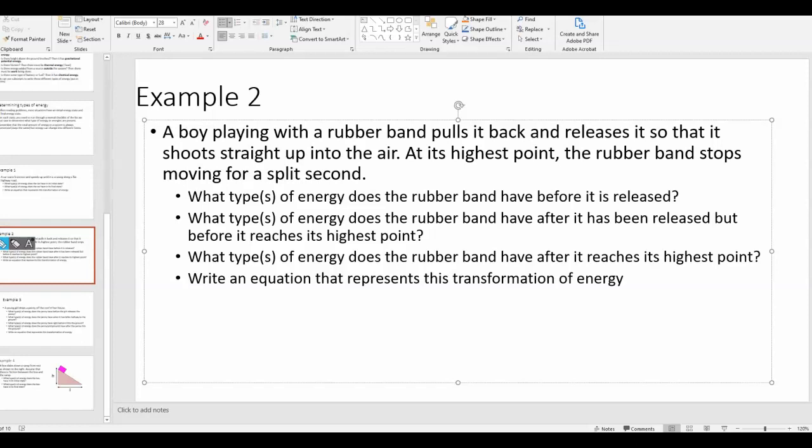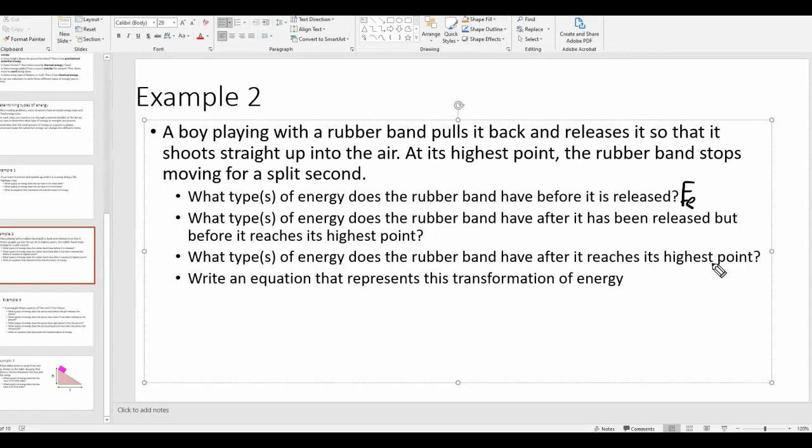Before it's released, let's run through our mental checklist. Is the rubber band moving? No, because it hasn't been released yet. Is there a spring or rubber band? Yes, and it's stretched out, so that means we have elastic potential energy. Is there height above the ground? No, not yet. Now it's shot up into the air, but not before it's released. Is there friction? No, there's no friction in the air. There's no force from an outside source, and there's no chemical energy because there's no fuel or gas or anything. So what type of energy does a rubber band have before it's released? Just elastic potential energy, EE.